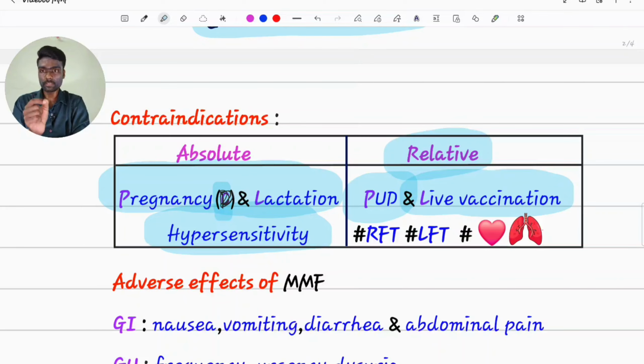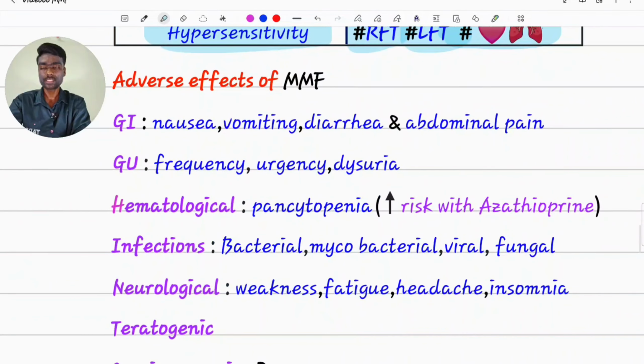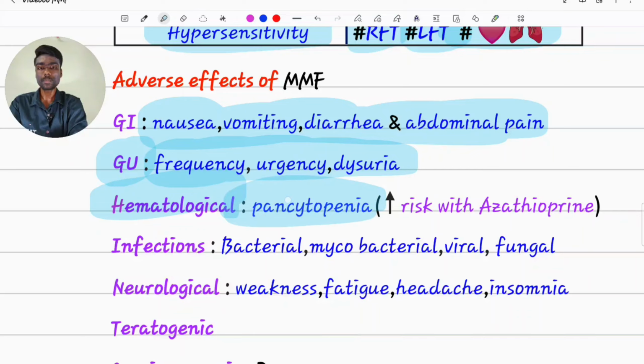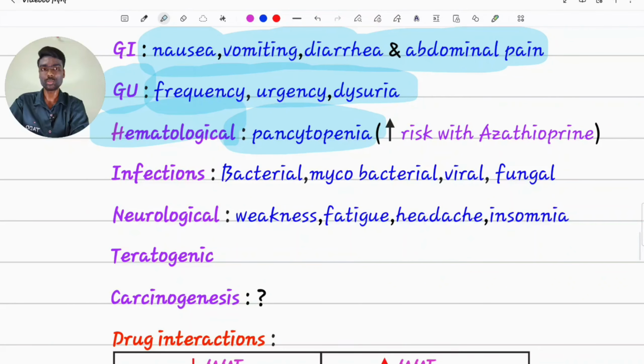Remember, whenever we are giving an immunosuppressant, we have to check for TB. Along with that, we shouldn't give live vaccination. Severe renal impairment, liver impairment, cardiopulmonary impairments. Coming to adverse effects, GI: nausea, vomiting, diarrhea, and abdominal pain. Genitourinary: frequency, urgency, dysuria. Hematological: pancytopenia like agranulocytosis, neutropenia, thrombocytopenia.